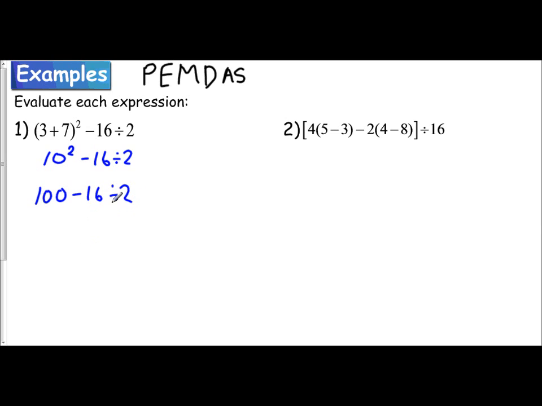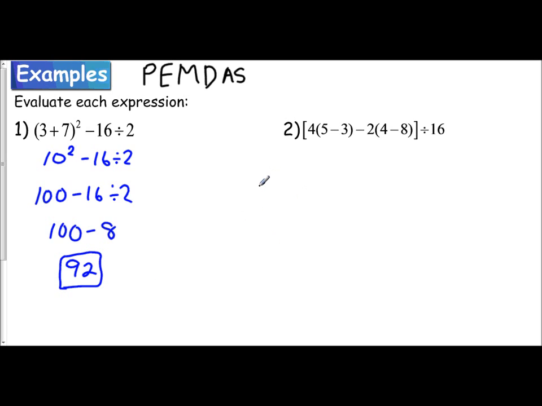And I see I have a division operation and a subtraction operation. And so we're going to perform the division first. So 16 divided by 2 is 8. So I have 100 minus 8, which is 92. And therefore that is my final answer.